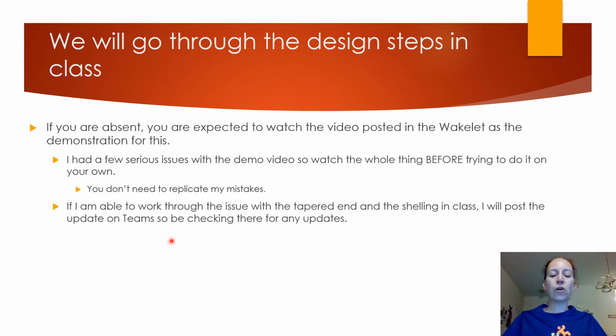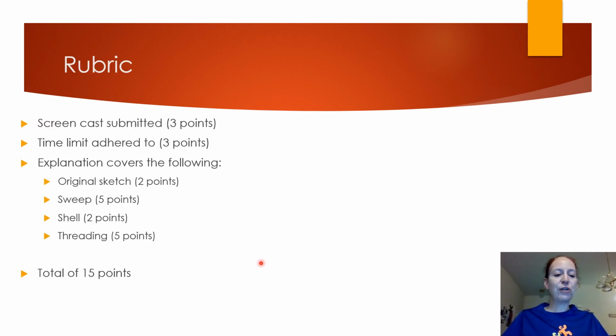If I'm able to work through the issue with the tapered end and the shelling in class, I will post an update on Teams, so please be checking on Teams for any updates if I'm able to work out those issues. I just wasn't able to work them out in the demo video. So as we're doing that in class, we'll see if we can work out those issues, or maybe Fusion will just decide to behave for us. Who knows?